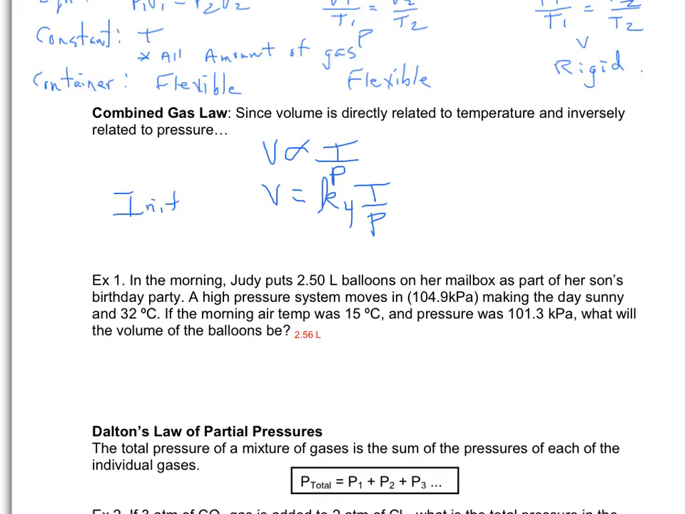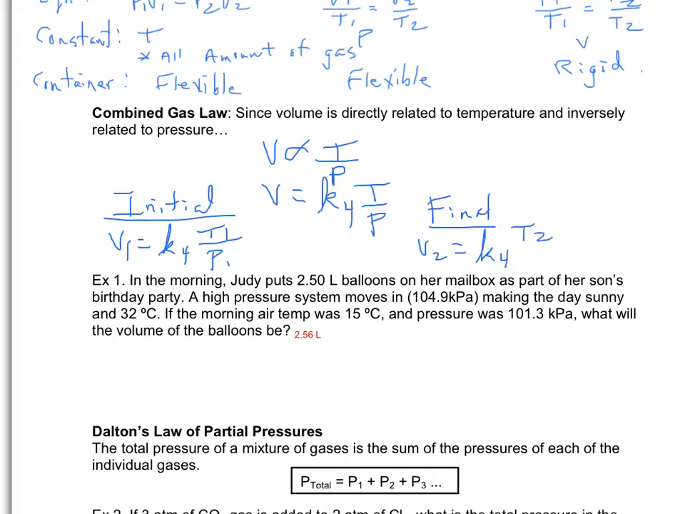Let's say we have a balloon with an initial volume, temperature, and pressure. We'll call that V1, T1, and P1. And then we change the temperature by heating it, and then we also squish the balloon under water, increasing the pressure. Now we have final conditions. We'll call those V2, T2 and P2.